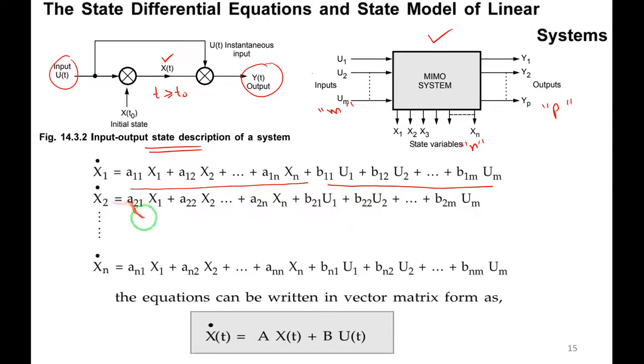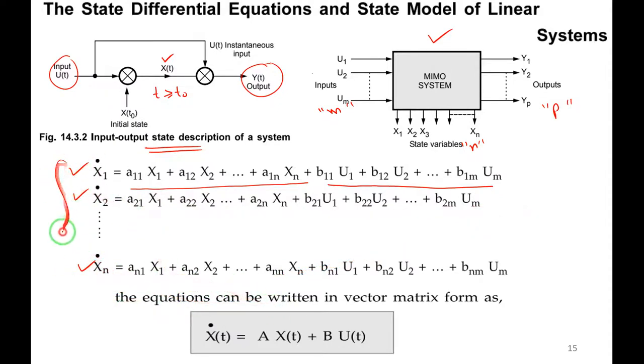Similarly for x2 we will write, you can observe here, this 2 means this is for the second state. a21 is the first coefficient, a22 the second coefficient with respect to the second state, and so on. Similarly xn, x1 dot, x2 dot and xn dot.